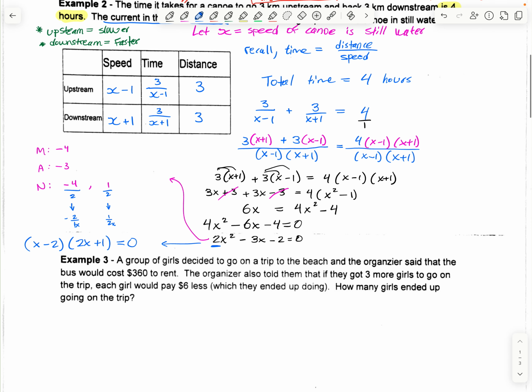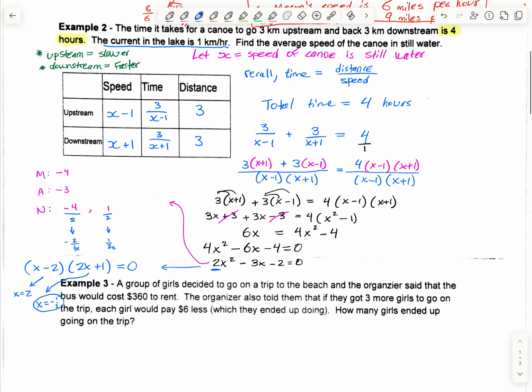I want to make use of the 0 property now. So when is this thing going to equal 0? It's when x is equal to a negative half. When is this thing going to equal 0? It's when x is equal to 2. This clearly is inadmissible. We reject that because if we think about the context, x is the speed of the canoe in still water. The speed cannot be negative here. So we reject this.